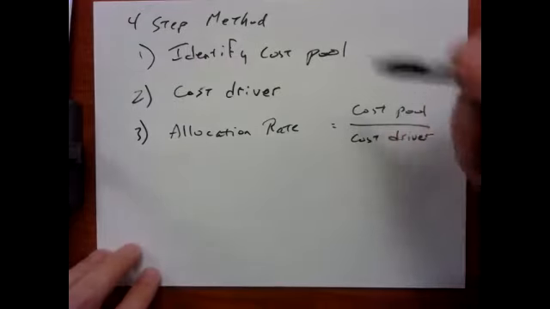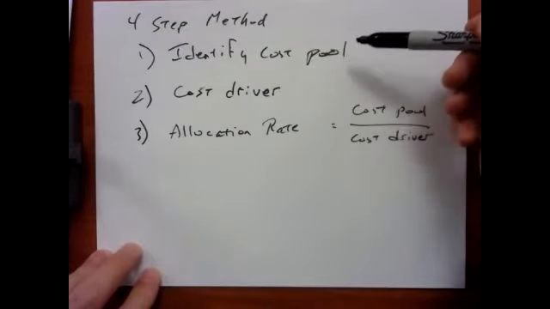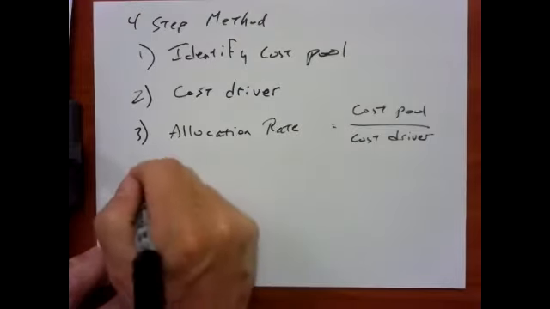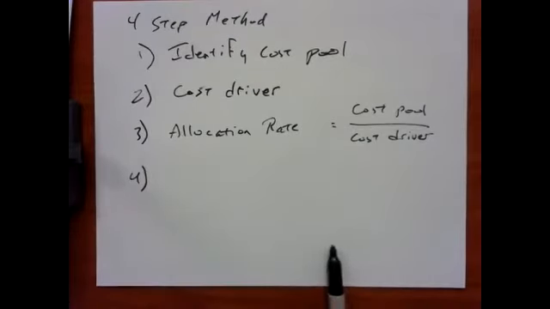Either way, it's going to be the cost pool divided by the cost driver that will give you the allocation rate. And that allocation rate, just to remember, is the rate that's applied across all of the supported organizations or supported departments in the larger organization.